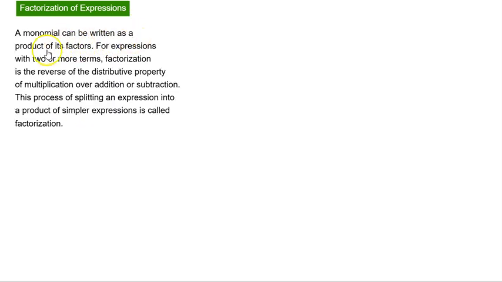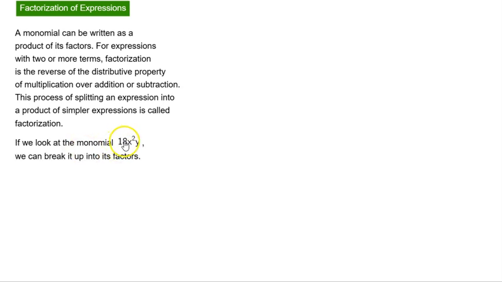Addition, subtraction, multiplication we have seen. Now let's look at factorization of expressions. A polynomial can be written as a product of its factors. For expressions with two or more terms, factorization is the reverse of the distributive property of multiplication over addition or subtraction. So this process of splitting an expression into a product of simpler expressions is called factorization.